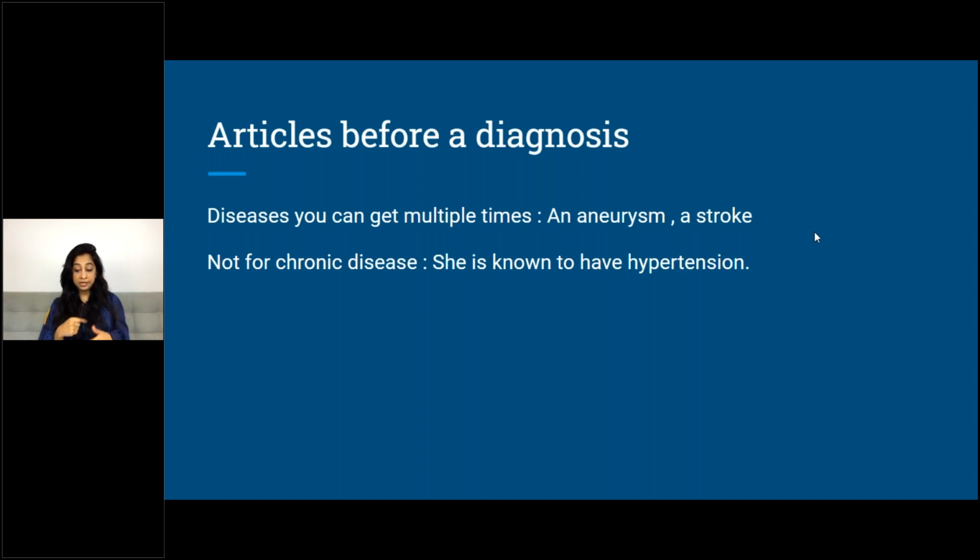Now I talked about malignancies and I talked about cancer. You can get multiple types of cancer. Okay, so you can get oral cancer, stomach cancer. So in that case, you're going to be writing Mr. Johnson was diagnosed with a cancer of the gut.